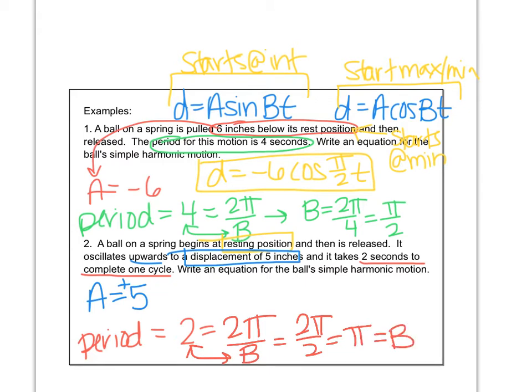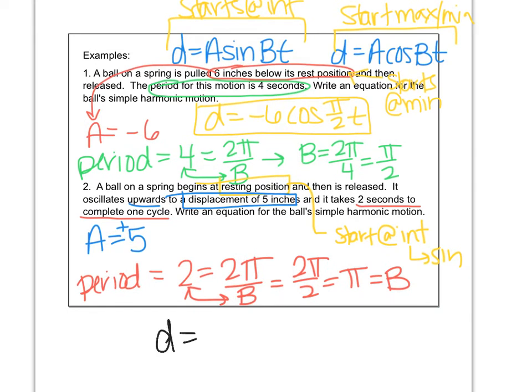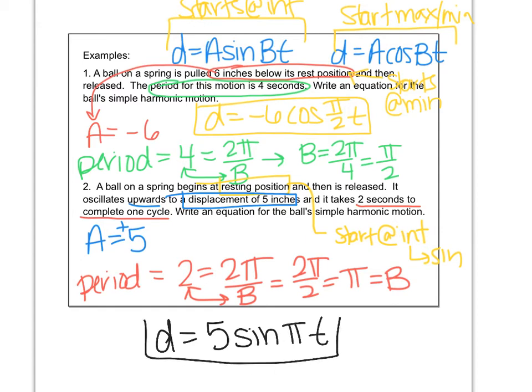And then that last piece of information is it starts at resting position. That means it's starting at the intercept. So that tells me that we're going to use sine. So final answer would be D is equal to, plug in A, 5, sine, plug in B, pi, t. Hopefully that makes sense.